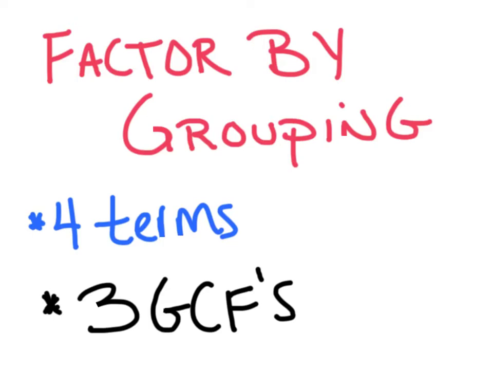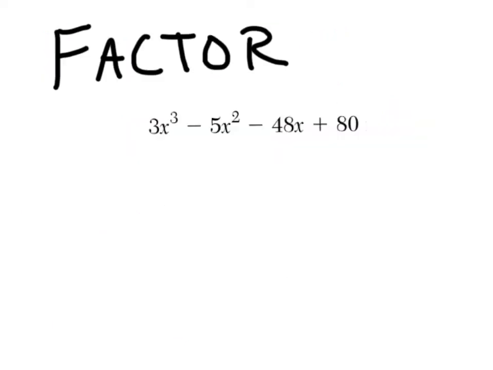So the first problem we're going to attack is factor by grouping. And my hint for remembering factor by grouping is to notice that there are 4 terms, and typically we solve it by using 3 GCFs. So let's go ahead and dive into a few examples. So first and foremost, it just says factor. So don't go too far, just factor.